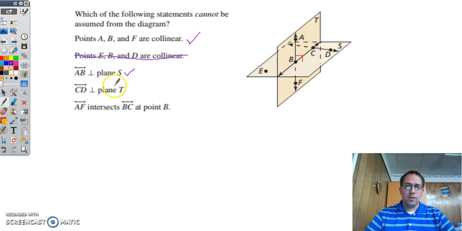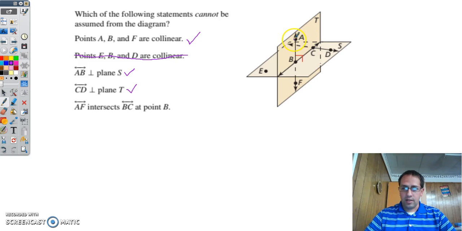Line CD is perpendicular to plane T. So line CD is this one here. Is that one going to be perpendicular to plane T? And actually, yes, it is, because this line is on a plane that's perpendicular to the plane. So this line is perpendicular to plane T, because we know that right here. What that does is it tells us that plane T is perpendicular to plane S. So everything on plane S that intersects plane T will be perpendicular to plane T. So that one's good.